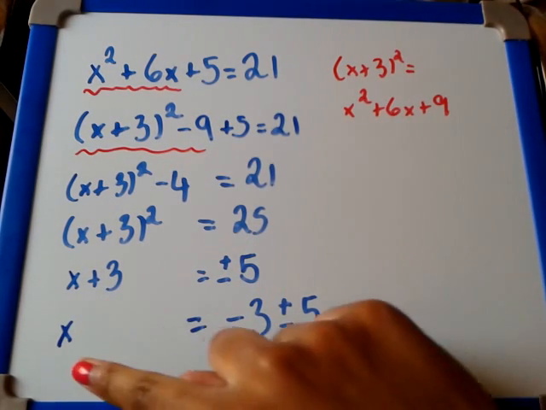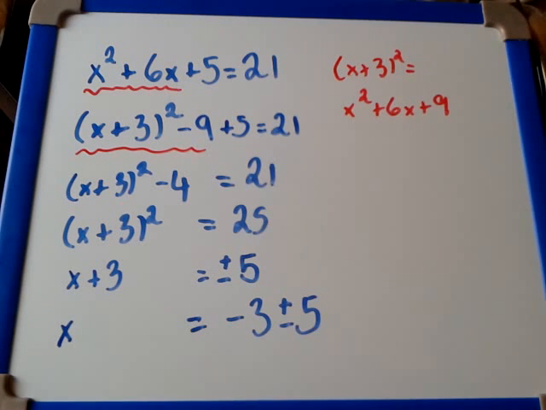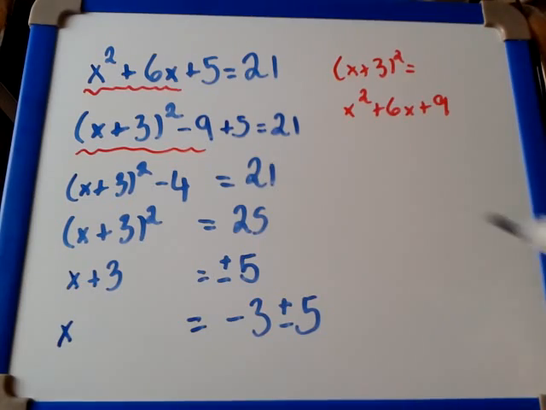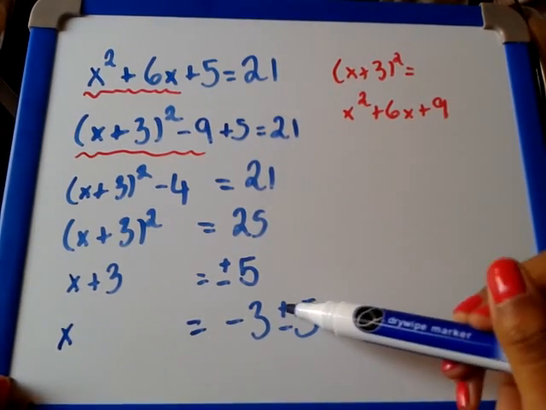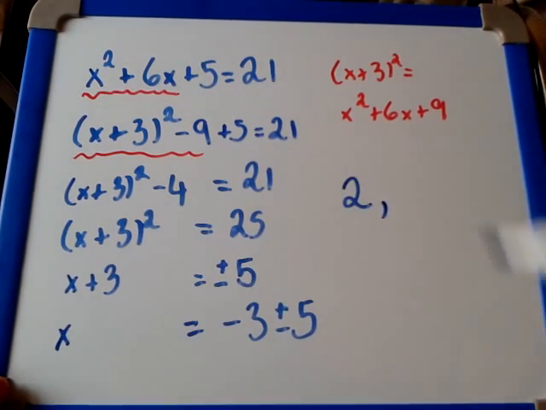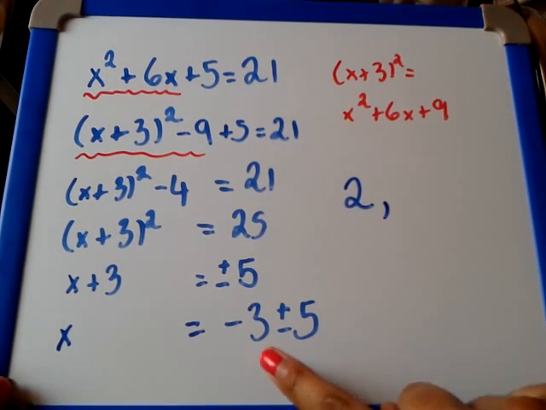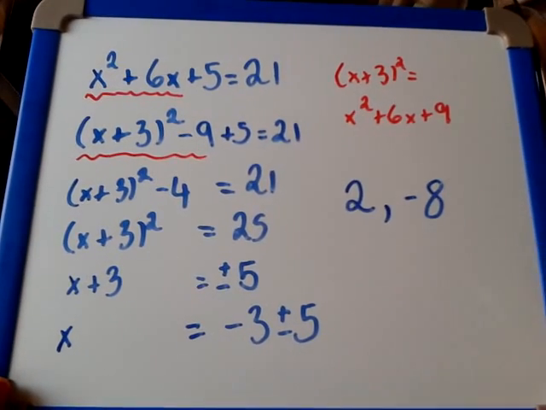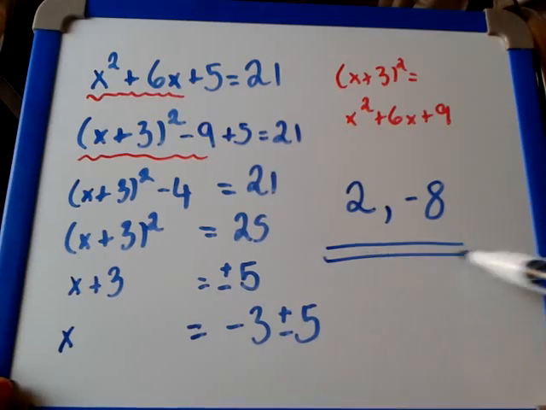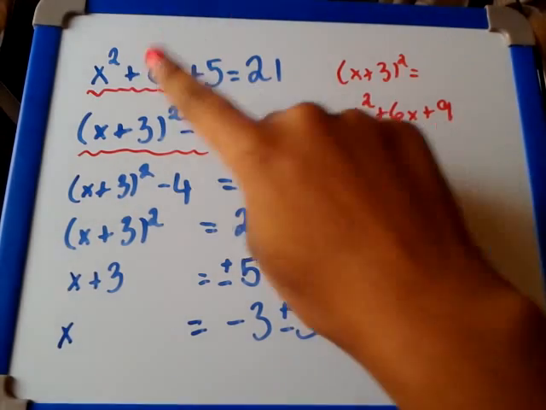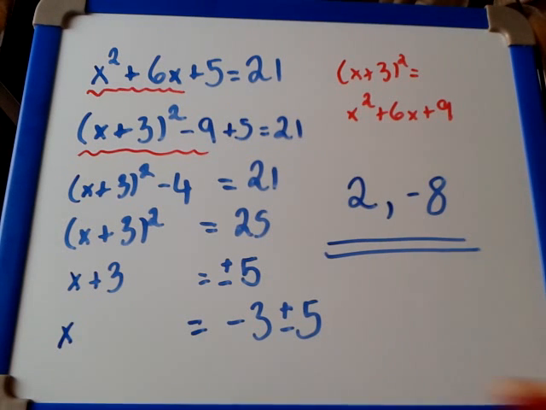Now, because we have it in the form of x equals, people usually think that they've answered the question, but we still need to evaluate this. So we're going to have two solutions. One of the solutions is minus 3 plus 5, which equals 2. The other solution is minus 3 minus 5, which equals minus 8. So here are our two solutions for x. If we were to put these values back into the original equation, it's going to work.